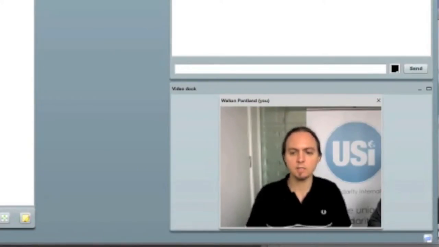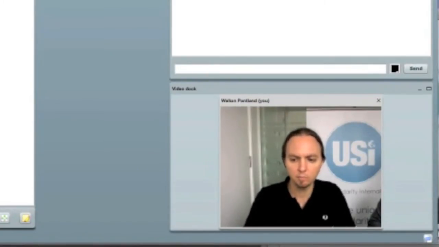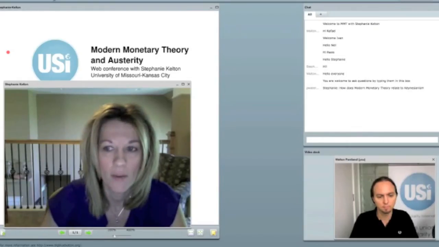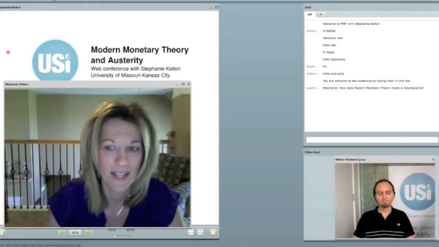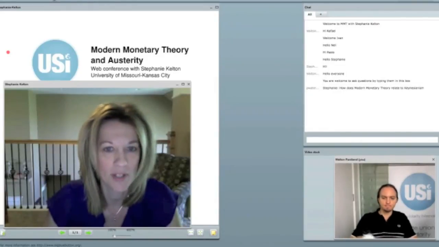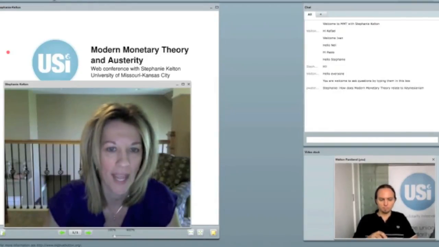That's very interesting. And a question from Peter Waterman, which is a good one, I think, is what is the relationship between MMT and Keynesianism? Well, I think we have to be a little careful about what we mean by Keynesianism, because, of course, there are different versions, different varieties of Keynesian economics.